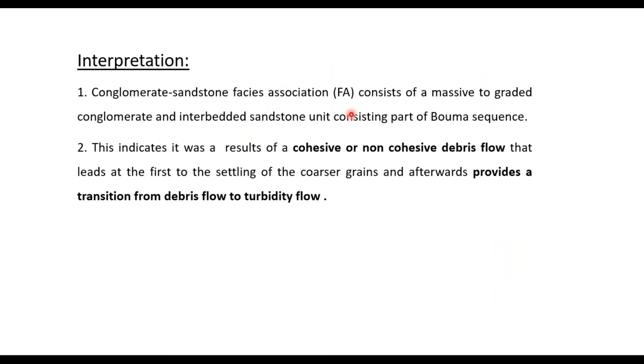The conglomerate beds are massive to graded conglomerate, which are the result of a cohesive or non-cohesive debris flow, whereas the interbedded sandstone unit, which is showing Bouma sequence, results from the turbidity flow, which indicates that there was a flow transition from debris flow to turbidity flow.